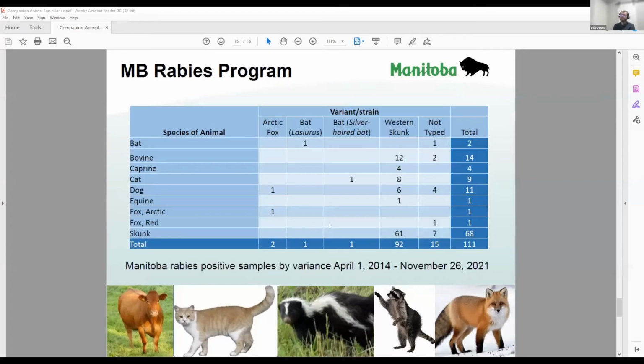We also look at our variant strain when it comes to rabies. So interestingly enough, our dog and cat positive cases did have variants that weren't Western skunk. In Manitoba, almost everything is Western skunk. But we did have a cat that was a bat variant, and we had a dog up in Churchill, which isn't too surprising. That was an Arctic fox variant.